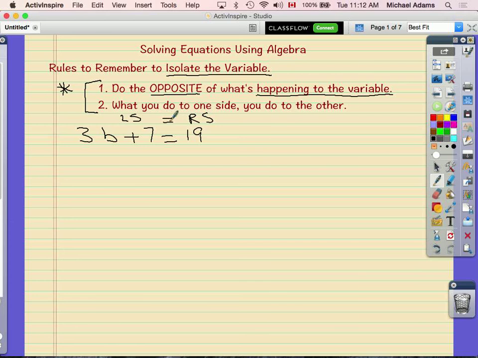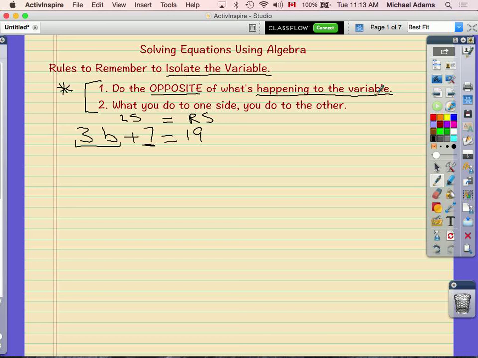So the first thing that we want to do is isolate the variable, get the variable by itself. Right now the variable is right here, so what I have to get rid of first is this plus 7. It's being added to 3b. So we're going to do the opposite of adding 7. Remember the rule, do the opposite of what's happening to the variable. If this is a plus 7, the opposite of that is a minus 7.